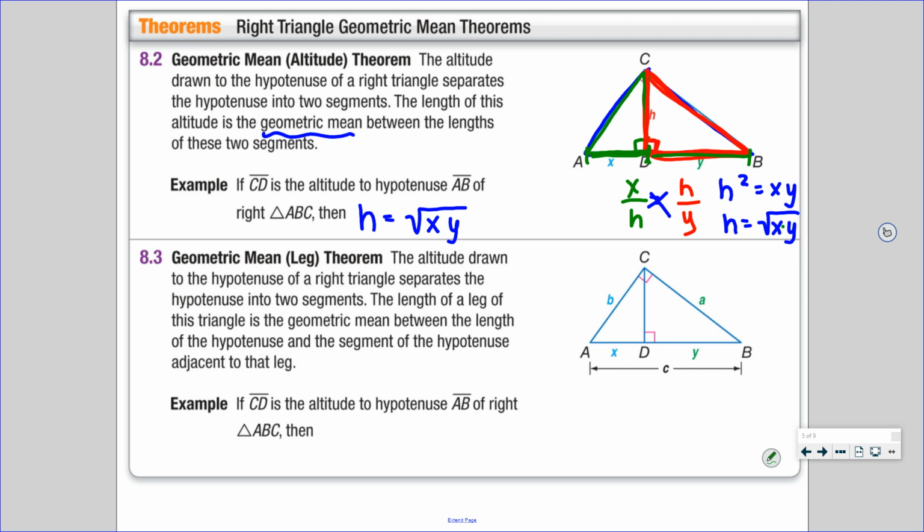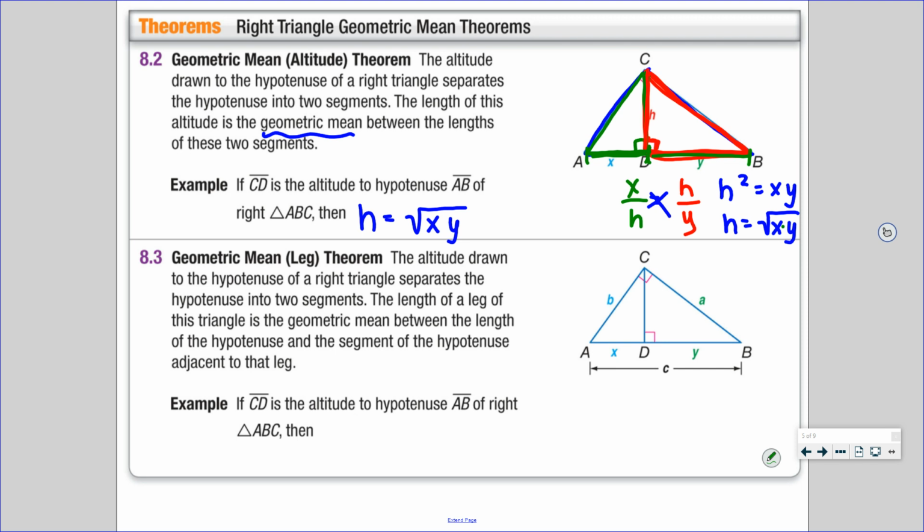This comes from this proportion. What I'm telling you right now is if you know this theorem and you kind of memorize this, that the geometric mean of the two segments that the hypotenuse splits into is the length of the altitude, it is going to be way quicker than setting up a proportion every time and trying to solve for h, the altitude, okay?